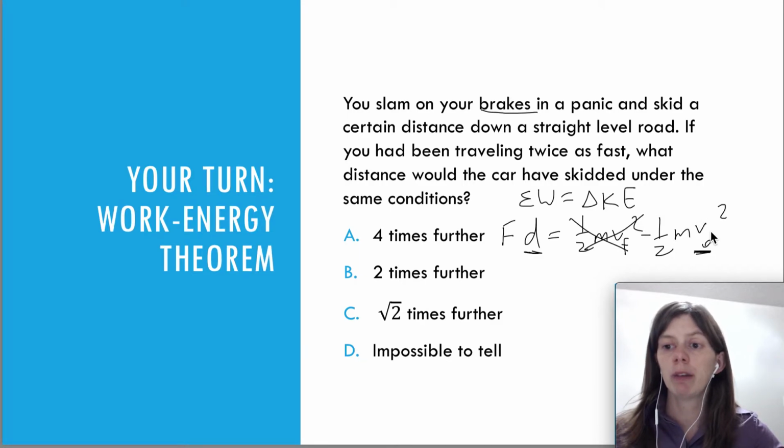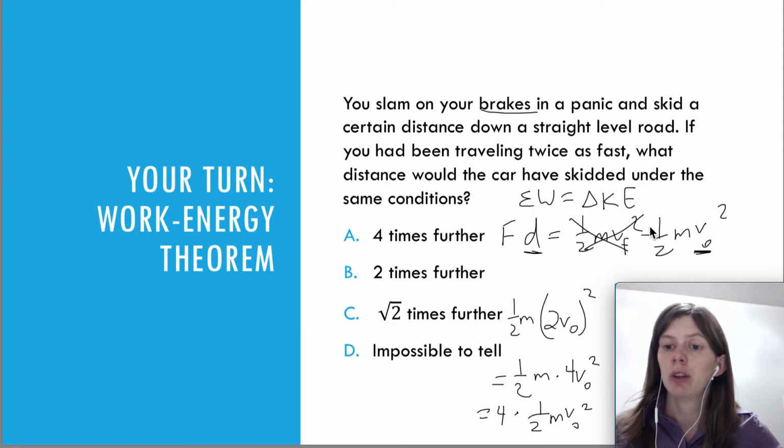So you might think, oh well, if you double V, then you double D. But look, that V initial is squared. So it turns out if you double V initial, then if you have 2 V initial, that whole thing is squared. So you end up having 1/2 m times 4 V initial squared, which you can write, you can take that 4 to the front here, 4 times 1/2 mv initial squared. So you're going to actually have 4 times the distance because you doubled something that was squared.